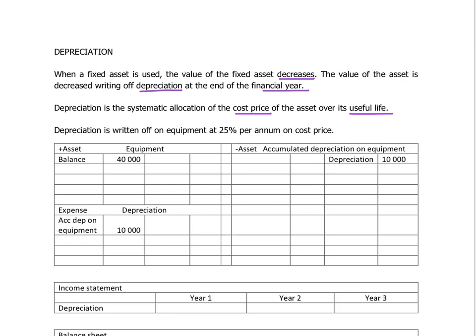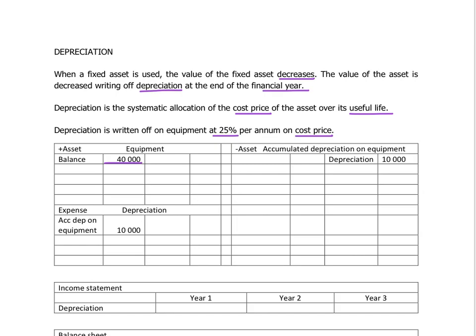If we decide that we want to use, for instance, the equipment for 4 years, then it means that we will have to write off 25% per annum on the cost price if we want to write off the total value of the asset over its useful life. So if I buy equipment at 40,000 Rand, it means that I have to write off this depreciation at 25% per annum. So I will write off the depreciation over a period of 4 years, so that the accumulated depreciation will be equal to the cost price of the equipment.